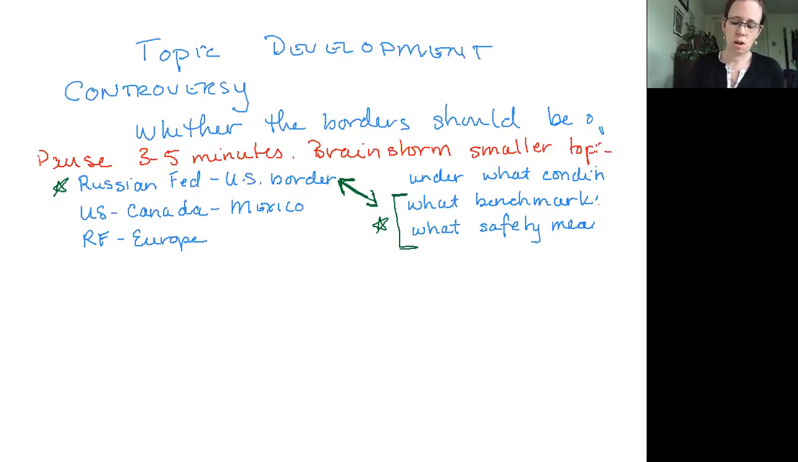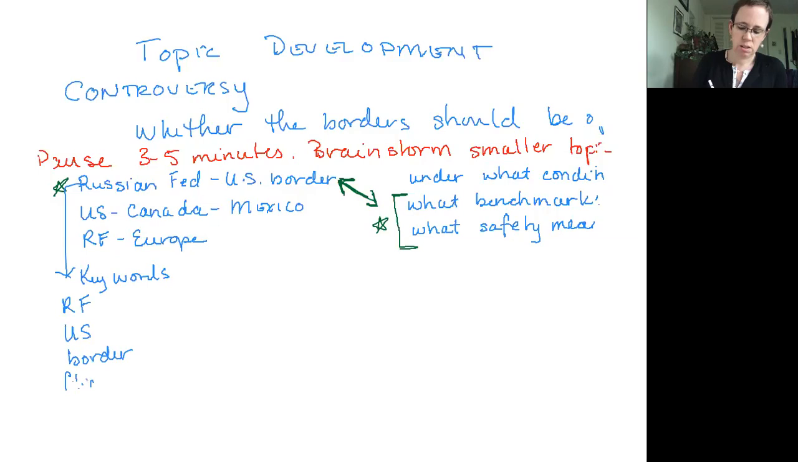So the 5 keywords that I'm going to come up with for this next part for the Russian Federation and the US. Certainly the country names, Russian Federation, US. The border is a keyword. And then maybe flights, visas, right? So here are some keywords.